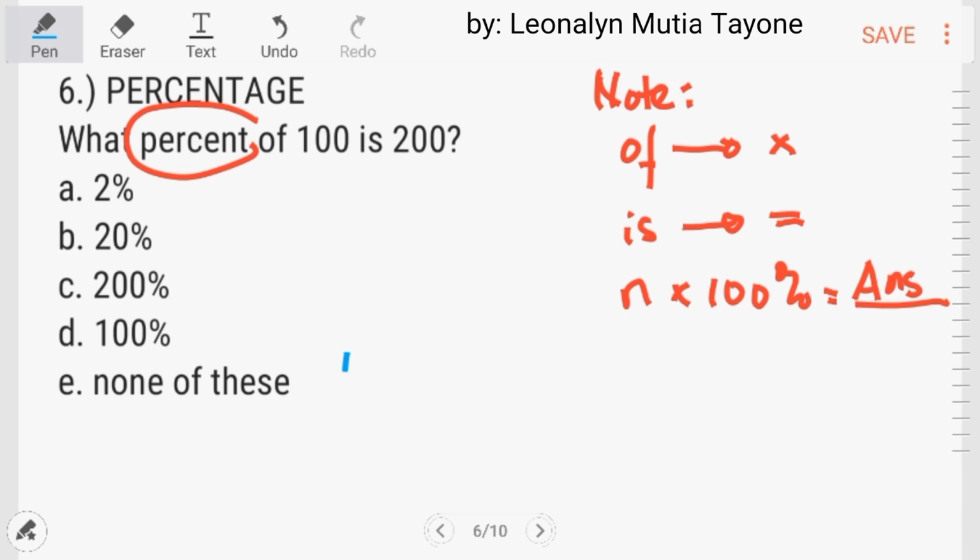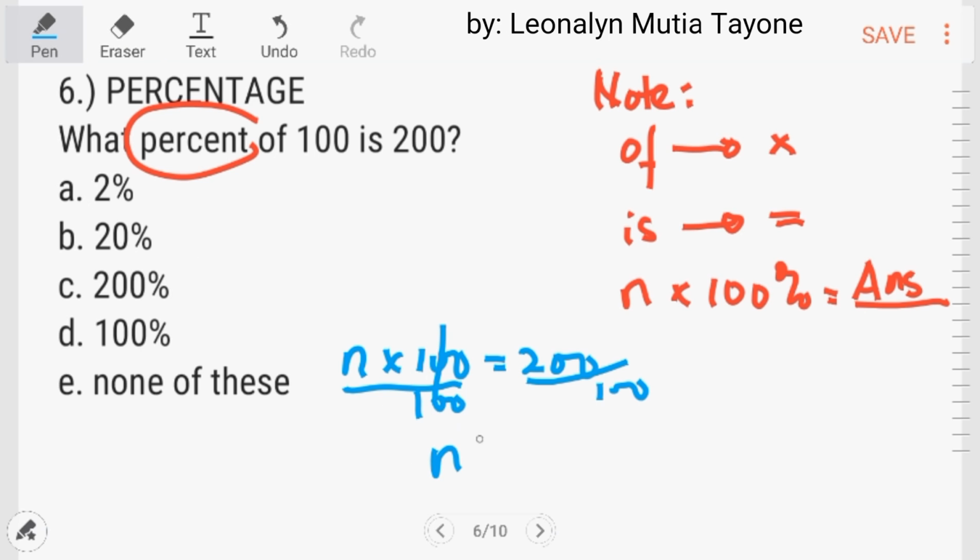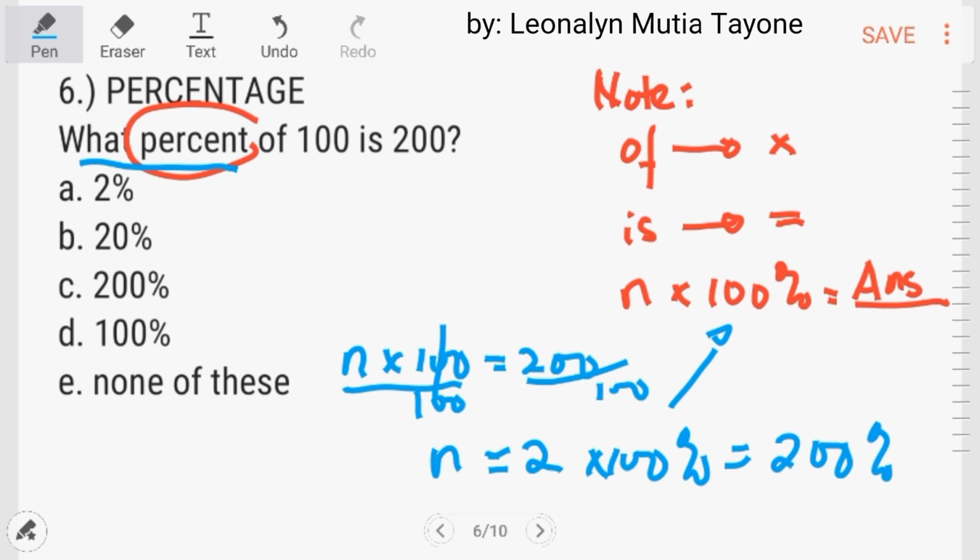What percent, so n multiplied by 100 is equal to 200. So, ito na yung equation: n times 100 equals 200. Para ma-isolate si n dyan, mag-divide tayo ng 100 to both sides. So, si n na lang. Cancel na itong 100. So, n equals 200 divided by 100 and that is 2. Para makuha ang sagot dito na percentage, 2 times 100% equals 200%. So, the answer is letter C.